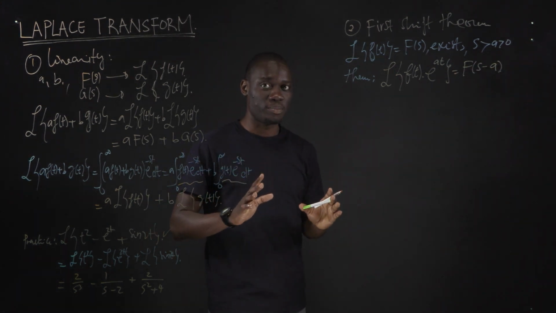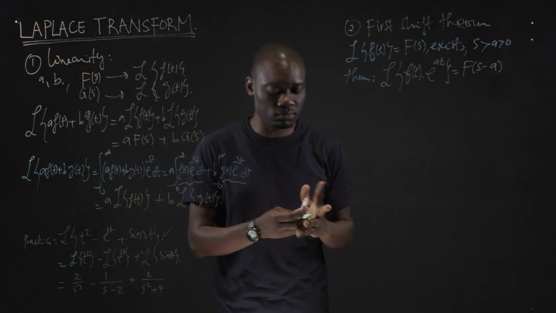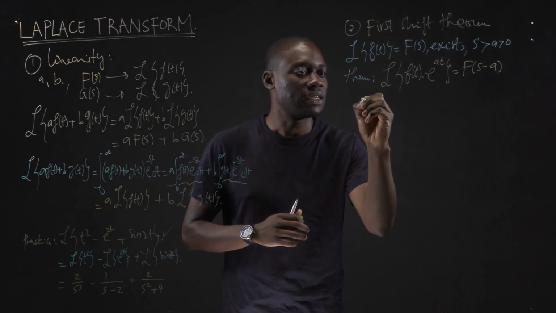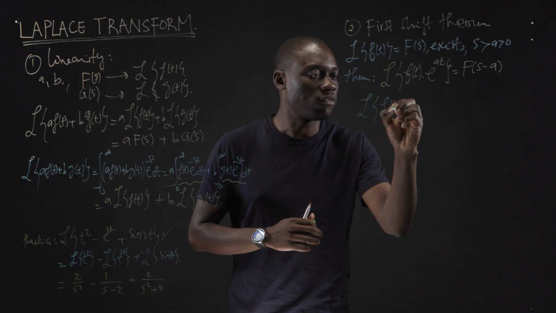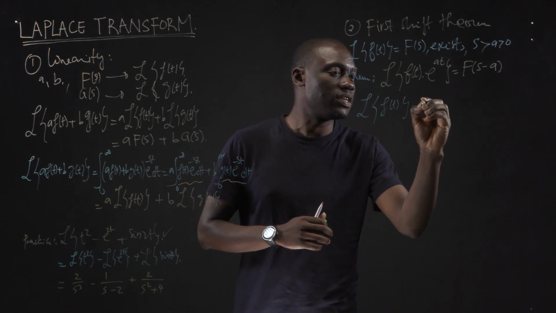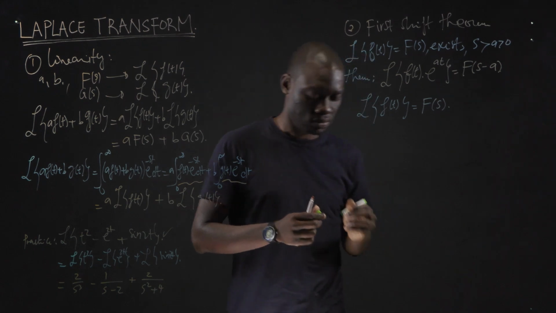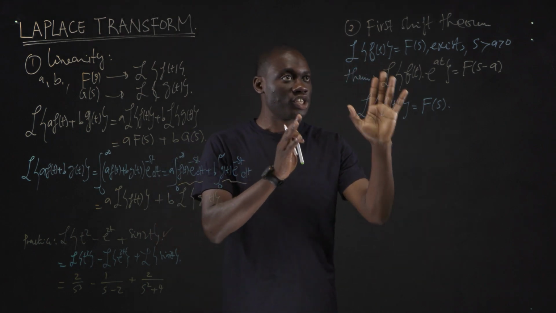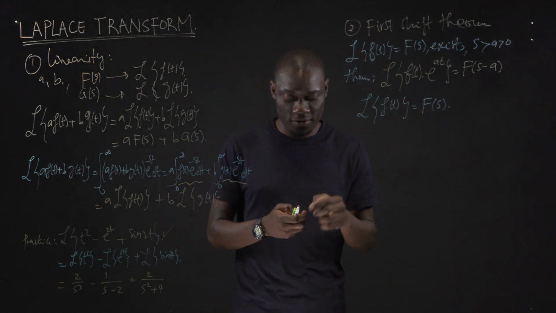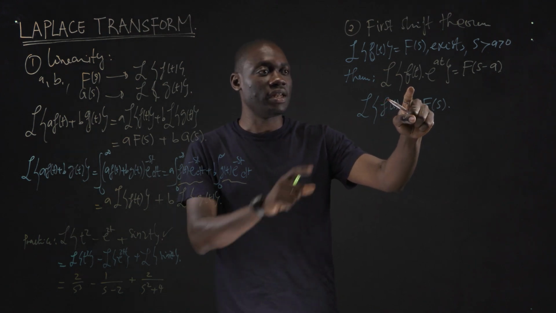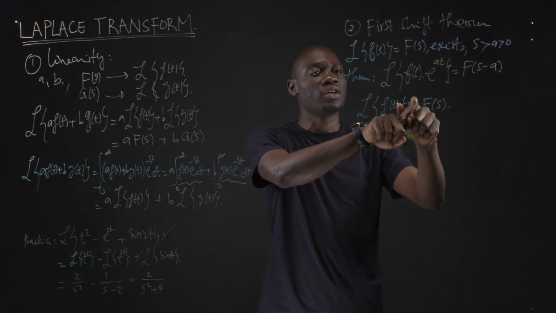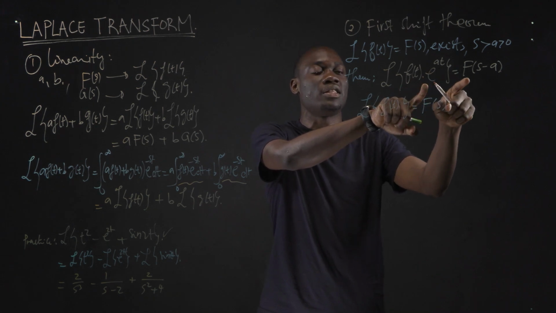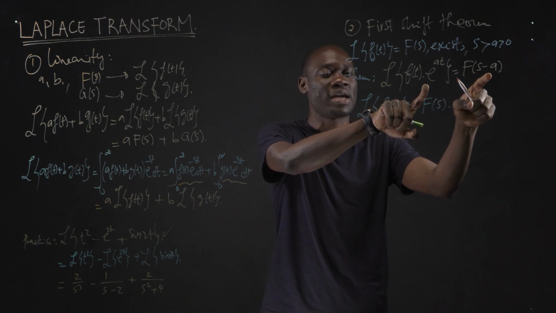So this is very important. Now, remember that before, we defined the Laplace transform of a function f(t) as being equal to this. Now, the first shift theorem says that if you are finding the Laplace transform of a function f(t) multiplied by the exponential e^(at), it will be equal to F(s minus a).